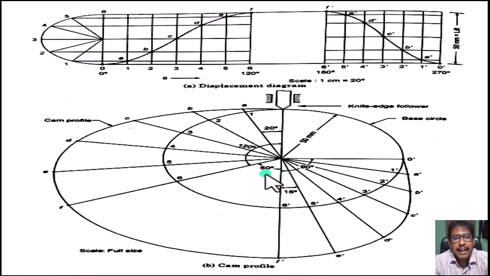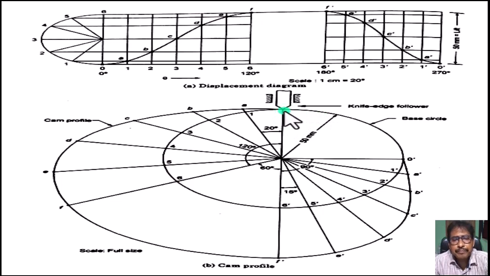Now we draw the cam profile. The cam base radius is 50 millimeter. First we draw a circle of 50 millimeter radius. This is the base circle.